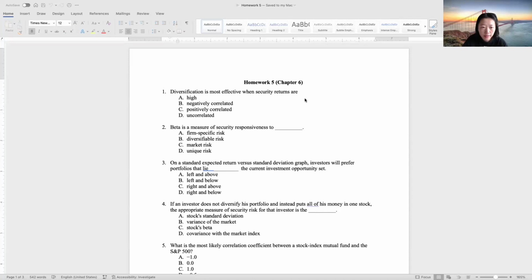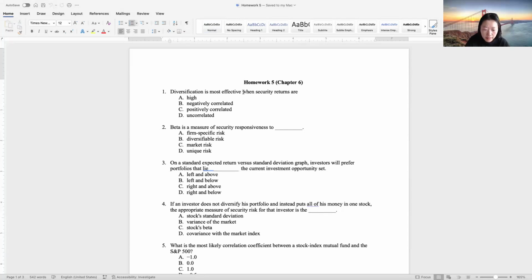So, we're trying to find the portfolio that is mean variance efficient, which means that there's no other portfolio that has higher return and lower risk. So the efficient portfolio is already the one that has been optimized, and that's why we call it efficient. Now, we will start with homework 5, and I will go over each question, including the Excel questions.